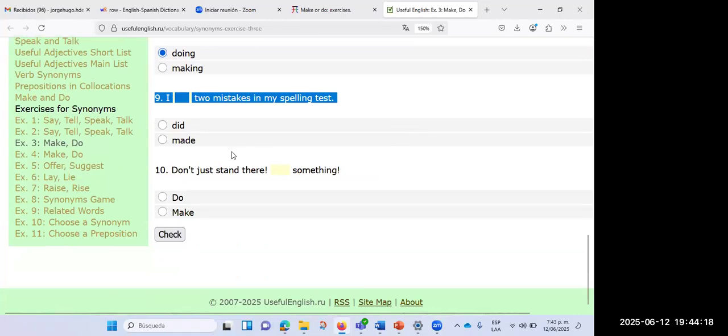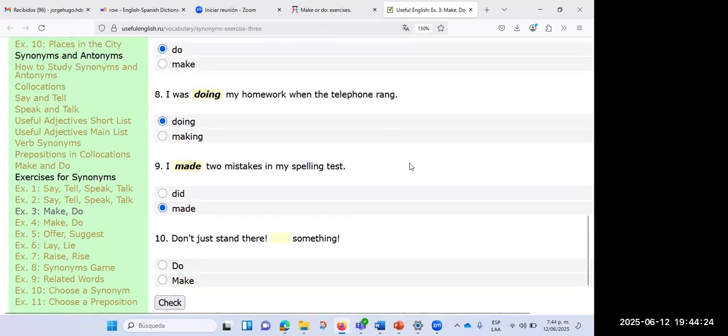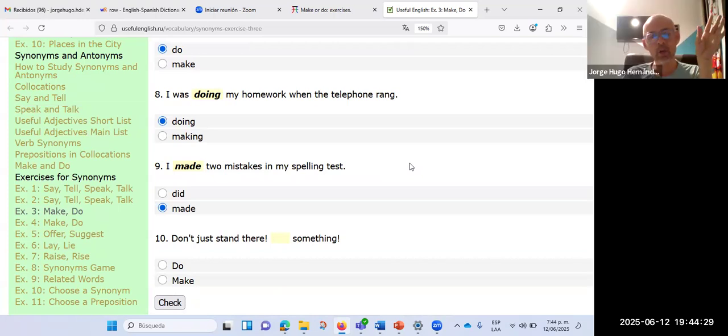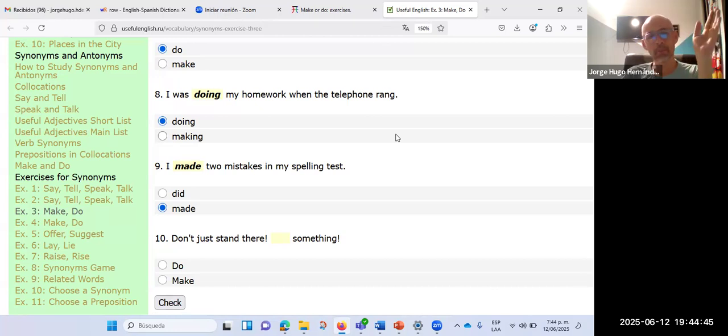I made 2 mistakes in my spelling test. When we answer a question wrongly, we say made a mistake or make a mistake, okay? We always use make with mistakes. I make a mistake. And in English, there is another way.